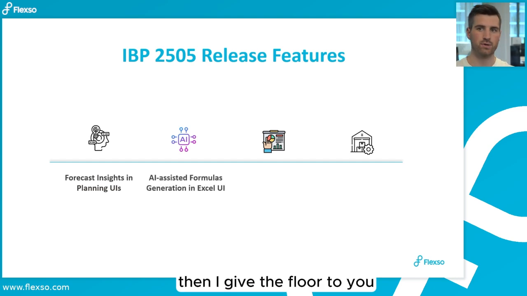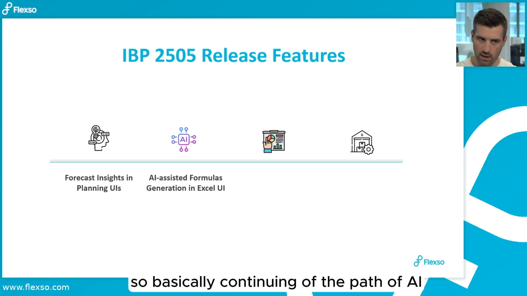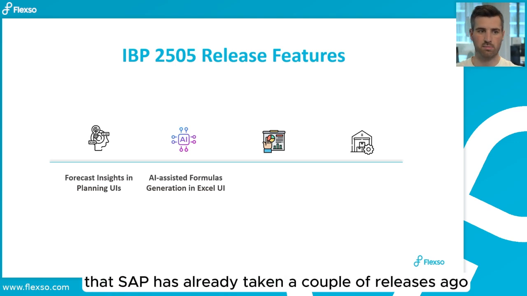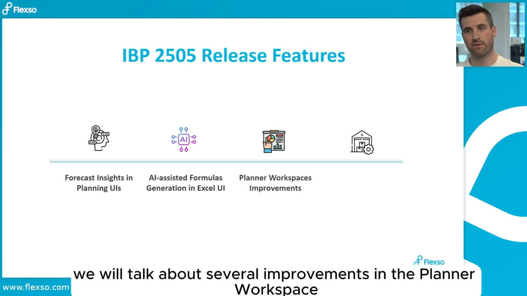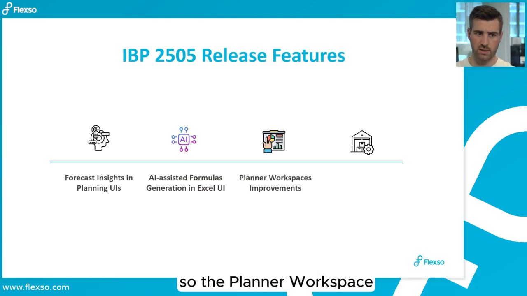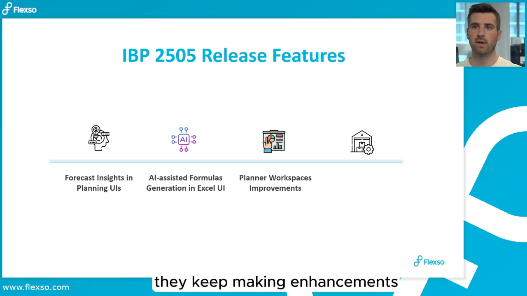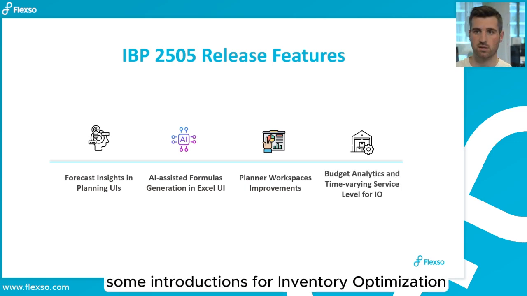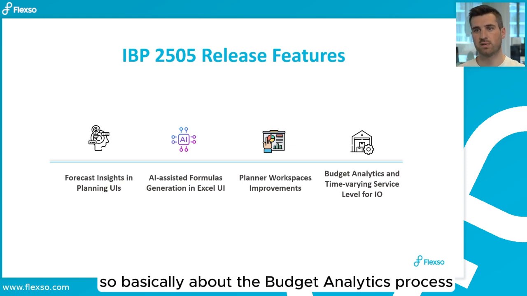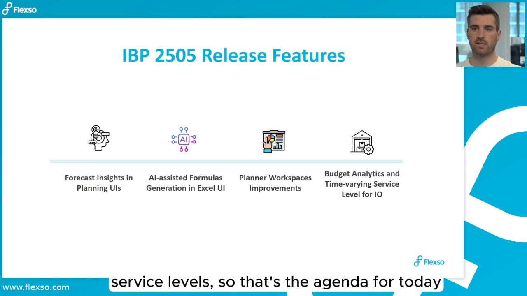Then I'll give the floor to you, and we will be talking about AI assisted formula generation in the Excel UI. So basically continuing off the path of AI that SAP has already taken a couple of releases ago, but continuing on that one. Then we will talk about several improvements in the Planner Workspace. The Planner Workspace, which is basically the web interface of IBP, they keep improving it, they keep making enhancements, which makes it really, really useful and really user-friendly. And then we will round up with some changes, some introductions for inventory optimization. So basically about the budget analytics process, which have been added, and also the possibility to use time-varying service levels. So that's the agenda for today.